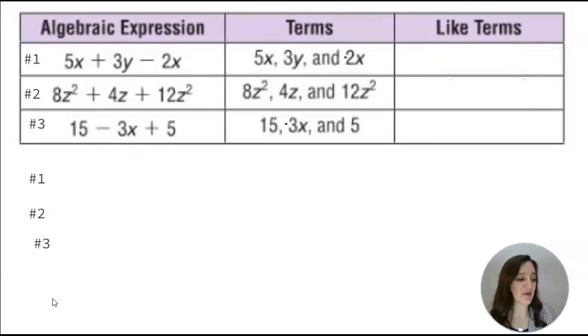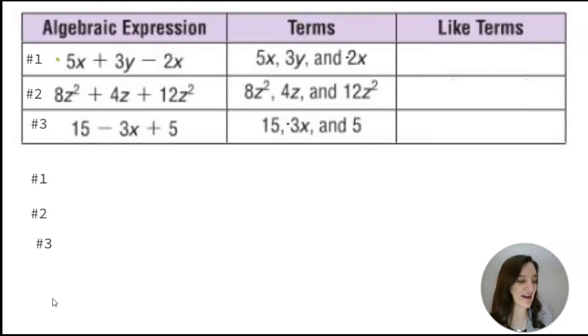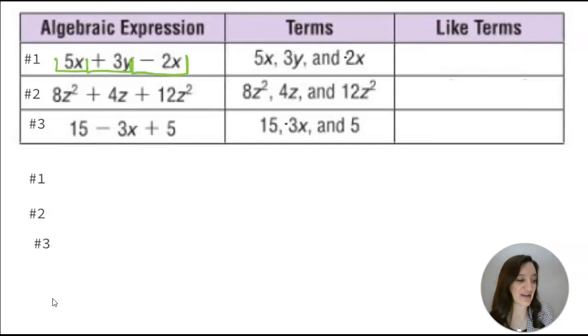Okay, so here I have an algebraic expression, and I have separated them by terms. And now as I look at those terms, I'm going to look and see which ones are like terms. So the 5x and the 2x are like terms, aren't they? On number 2, my like terms are the z squared and the z squared, not the 4x, because it's not 4x squared, is it? And on this last one, it looks like just 15 and 5. They are alike. Neither of them have variables, so that makes them like terms.